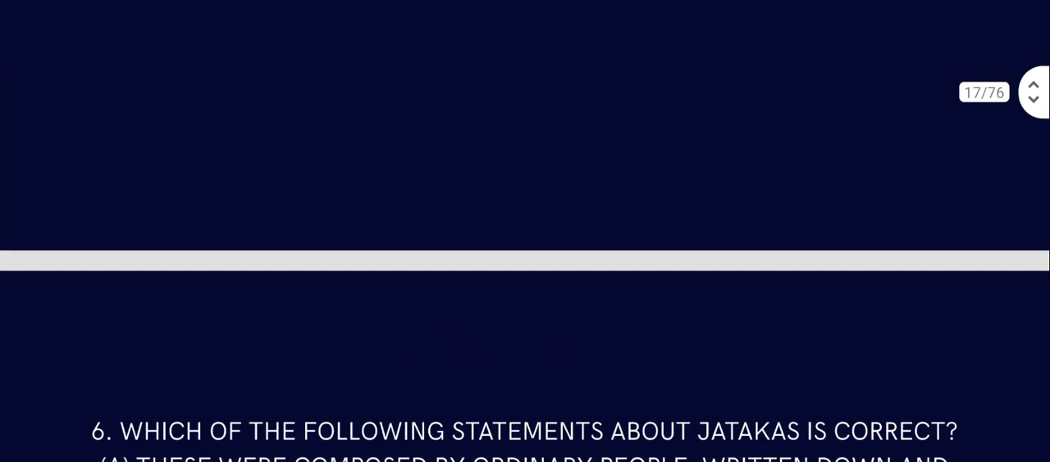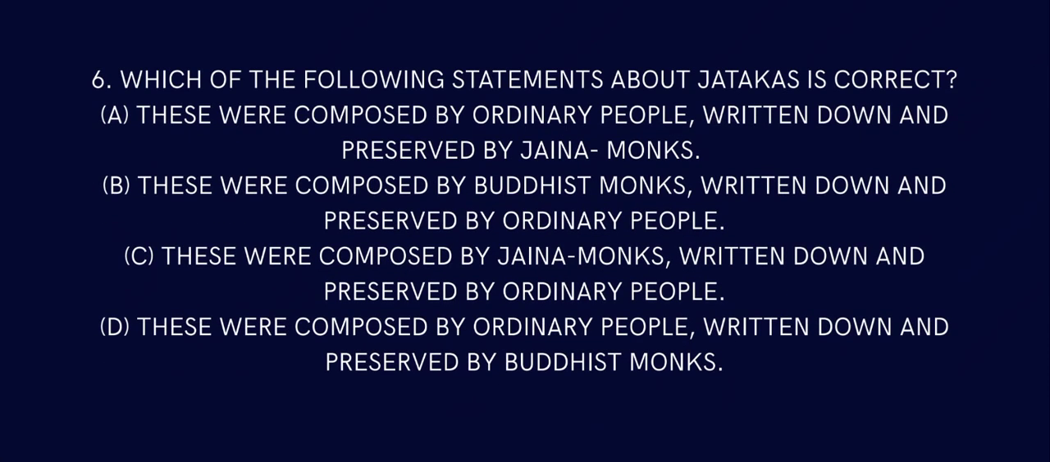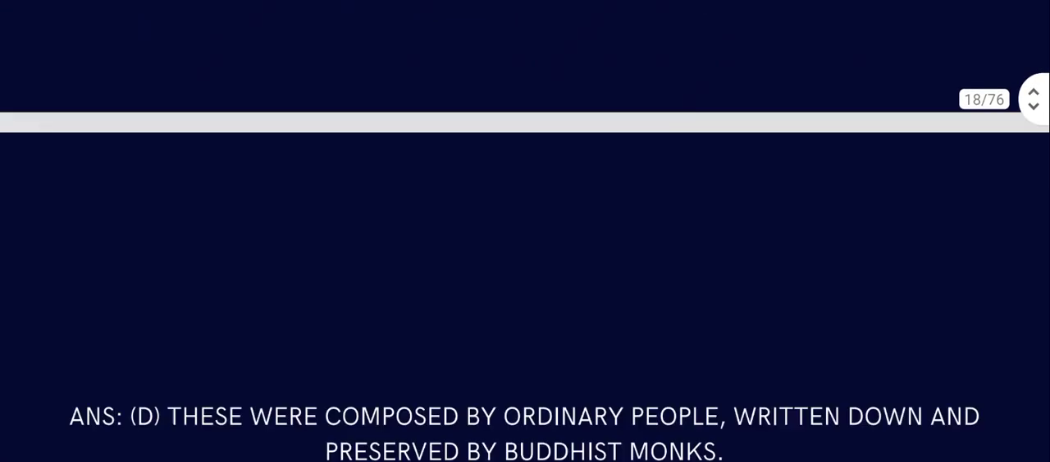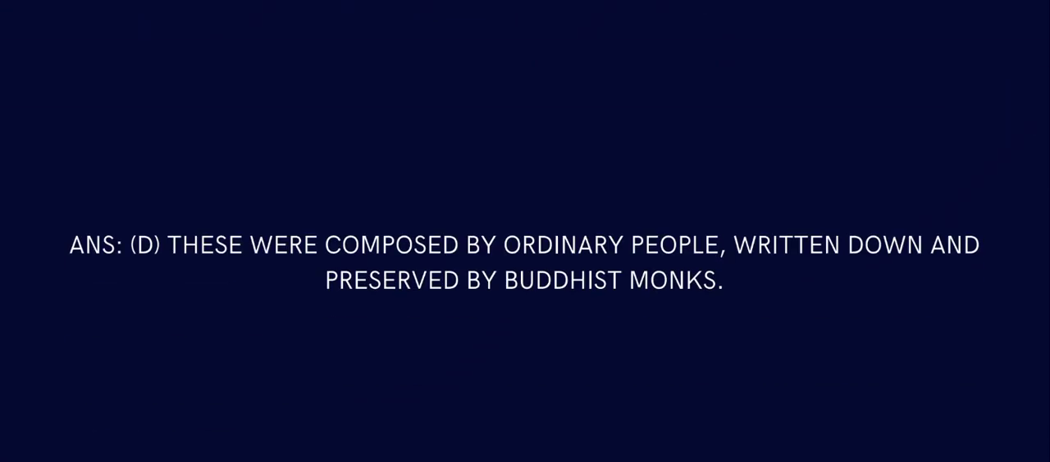Yes, question number 6. Which of the following statements about Jataka is correct? These were composed by ordinary people, written down and preserved by Jaina monks. They were composed by Buddhist monks, written down and preserved by ordinary people. Or these are composed by Jaina monks, written down and preserved by ordinary people. Or these were composed by ordinary people, written down and preserved by Buddhist monks. So your answer is the fourth one, because the Jatakas were written documents composed by ordinary people but written down and preserved by who? Buddhist monks. You remember that.